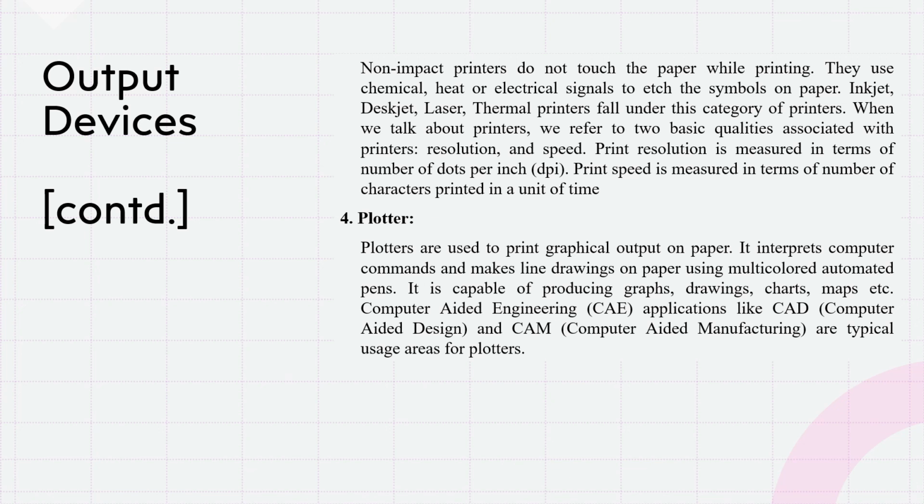Plotter. Plotters are used to print graphical output on paper. It interprets computer commands and makes line drawings on paper using multicolored automated pens. It is capable of producing graphs, drawings, charts, maps, etc. Computer-aided engineering (CAE) applications like CAD (computer-aided design) and CAM (computer-aided manufacturing) are typical usage areas for plotters.